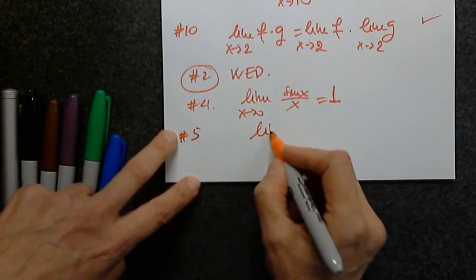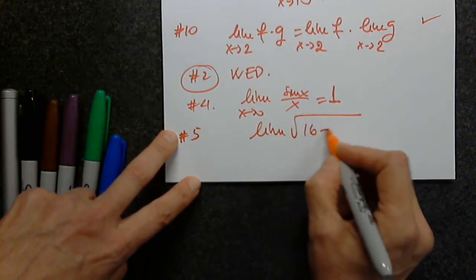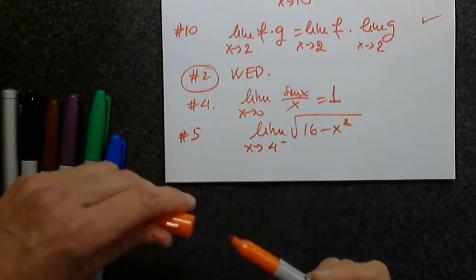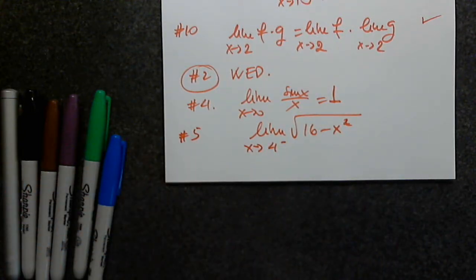Correct. Okay, so limit is the square root of 16 minus x squared, right? As x approaches 4 from the left. Did I copy it correctly? Yes. Okay, so first, what I would like to do here is, and it's mandatory, we have to find the domain. We have to find the domain of this function.